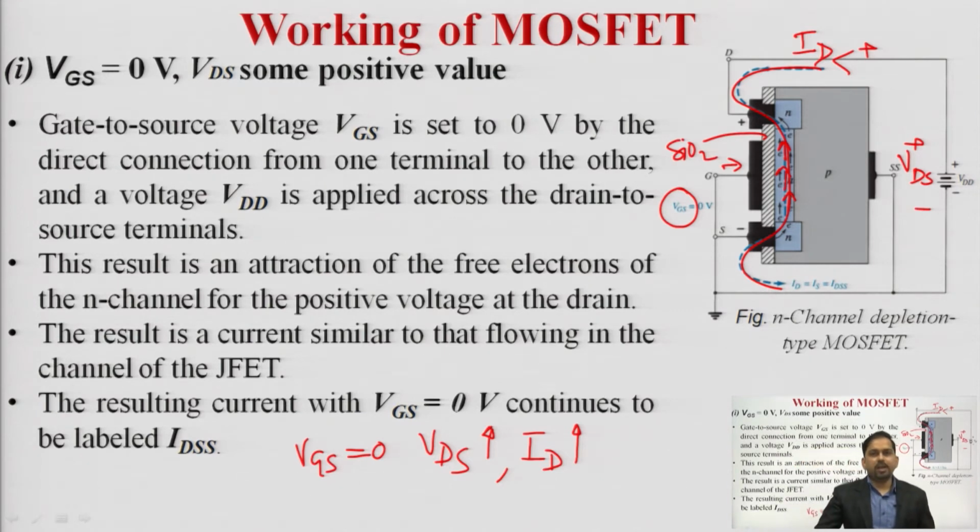Next, if we increase VDS further, what will happen? Again the current increases, but then there is a phenomenon: when the drain to source voltage is equal to Vp, which is called the pinch off voltage, the channel will become depleted from one side, and due to this there will be a saturated amount of current. So we can say that pinch off voltage is the minimum drain to source voltage at which the current will become constant, and that will result in ID equal to IDSS.